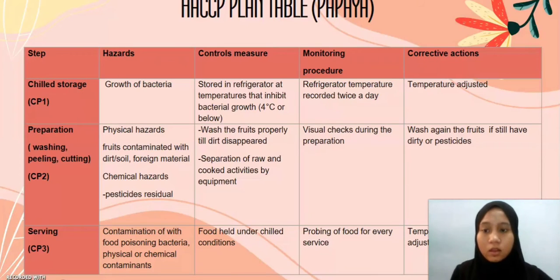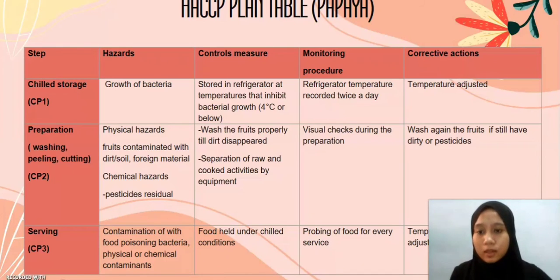adjusted. Next is preparation, considered to be CP2, includes step washing, peeling, and cutting. The possible hazard is physical hazard and chemical hazard. And the control measure is wash the fruit properly and separate the equipment for the raw and cooked food. And the monitoring procedure is visual check during the preparation, and the corrective action is wash again the fruit if still have dirt or pesticides.